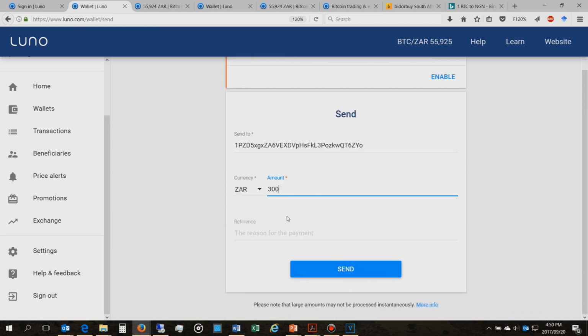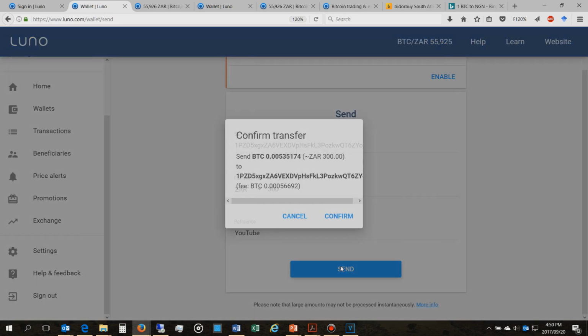I'm going to send myself 300 Rand of Bitcoin, and I will just say here the reference. This is actually for you, not for the receiver. The reference is going to be put in my transactions. It will just give me the reference so I can remember what this transaction was for. Right, so now I'll just say send, and it'll ask me to confirm this. Am I satisfied to send 0.005 and so on Bitcoin to this public key address? And I'll say confirm.